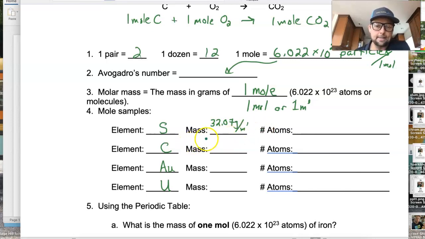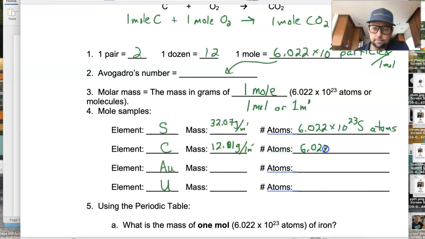And of course, just like in Dr. DeWitt's video, if I had a sample of 1 mole of sulfur, 32.07 grams, it's going to be very, very close to 6.022 times 10 to the 23rd sulfur atoms. Same goes with carbon. If I had 1 mole of carbon, that could be graphite or diamond, 12.01 grams per 1 mole. Each carbon atom is smaller, so that's why it has less mass, but you still have the same number of carbon atoms.